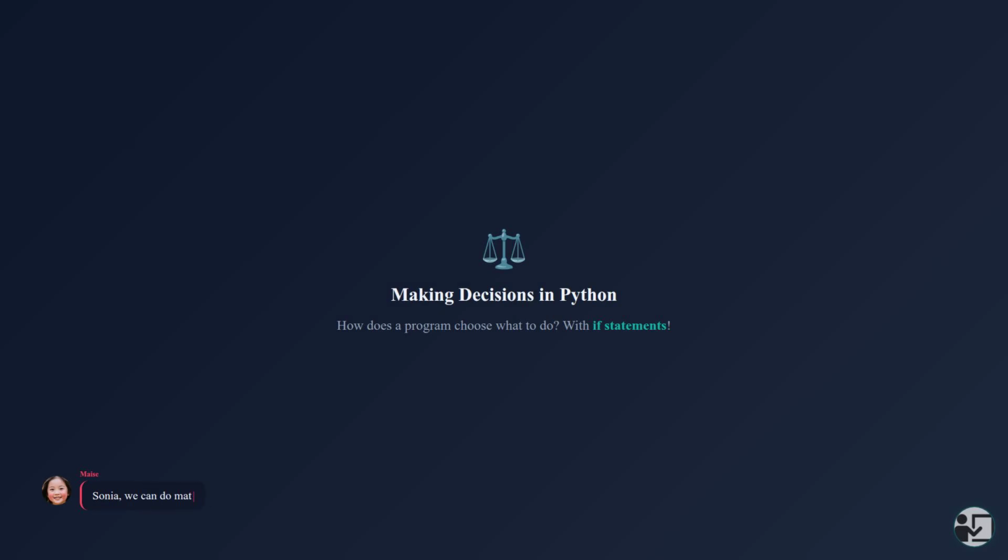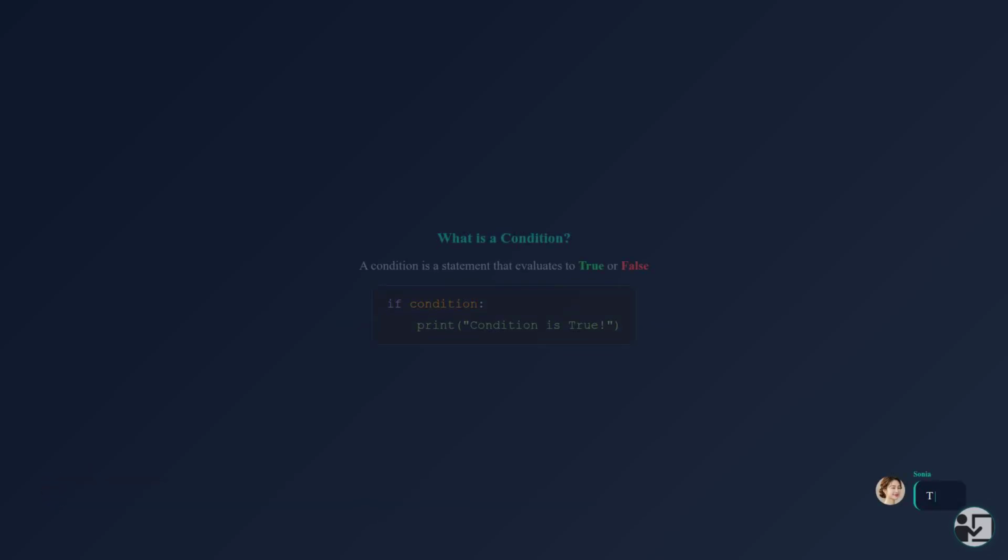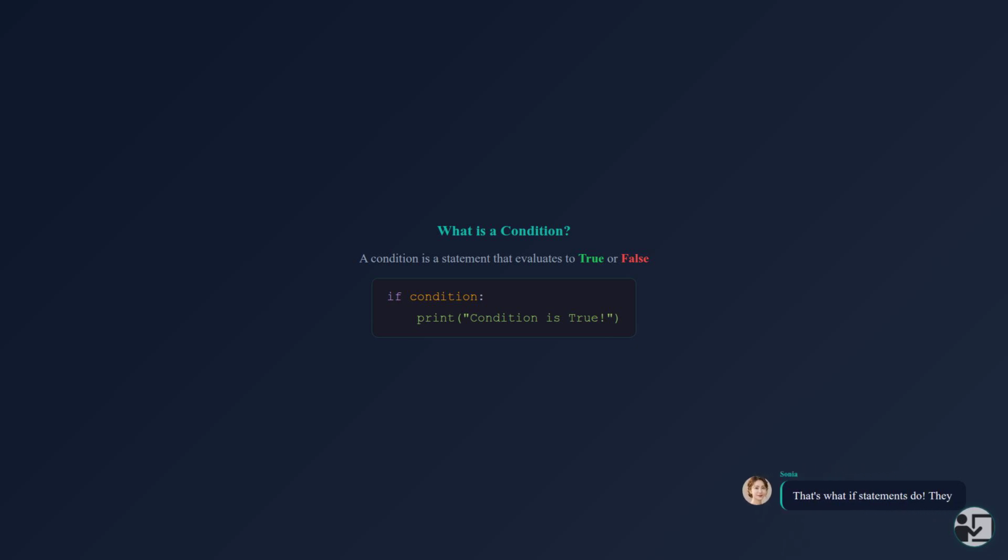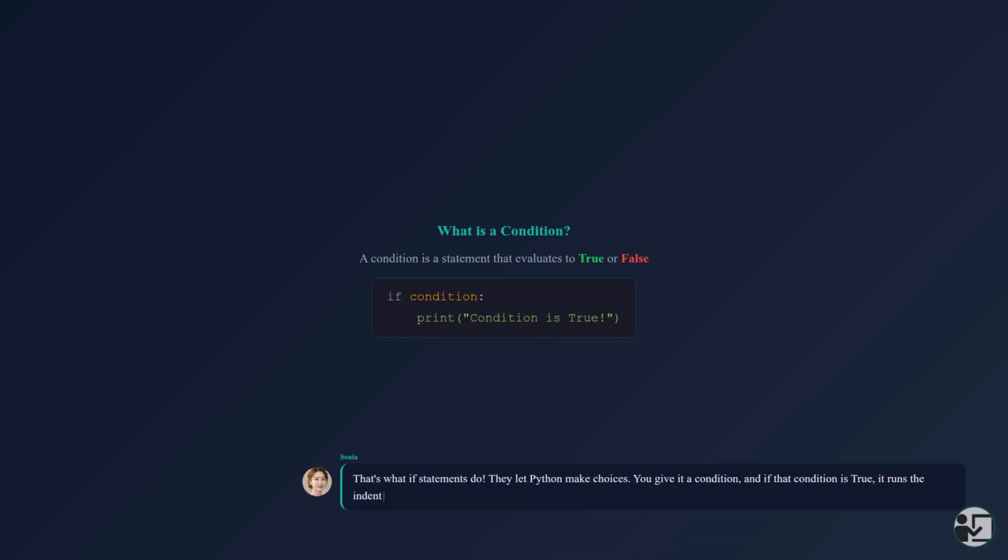Sonia, we can do math and work with strings, but how do we make the computer decide things? That's what if statements do. They let Python make choices. You give it a condition, and if that condition is true, it runs the indented code block.